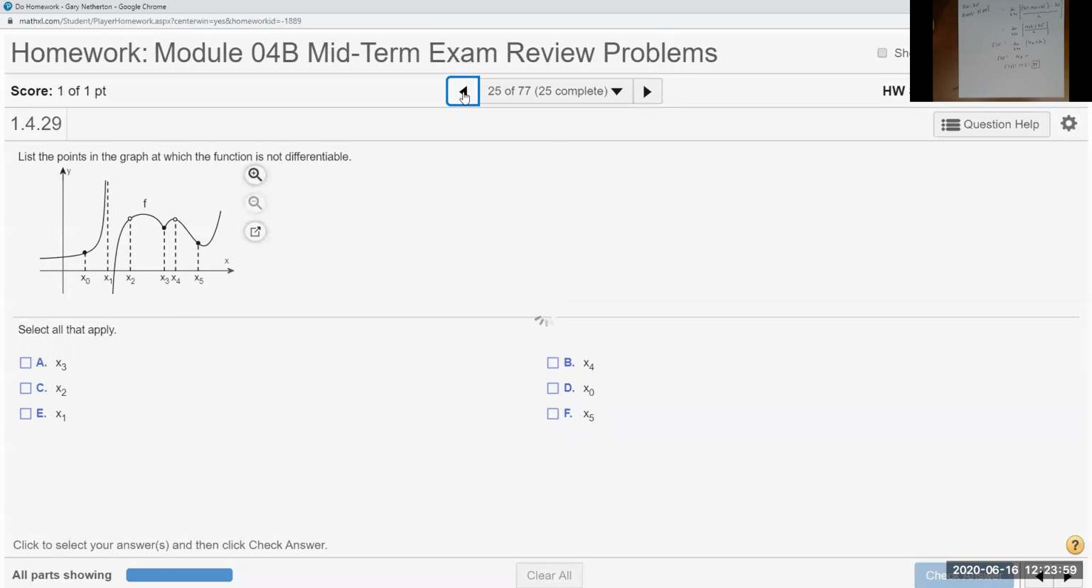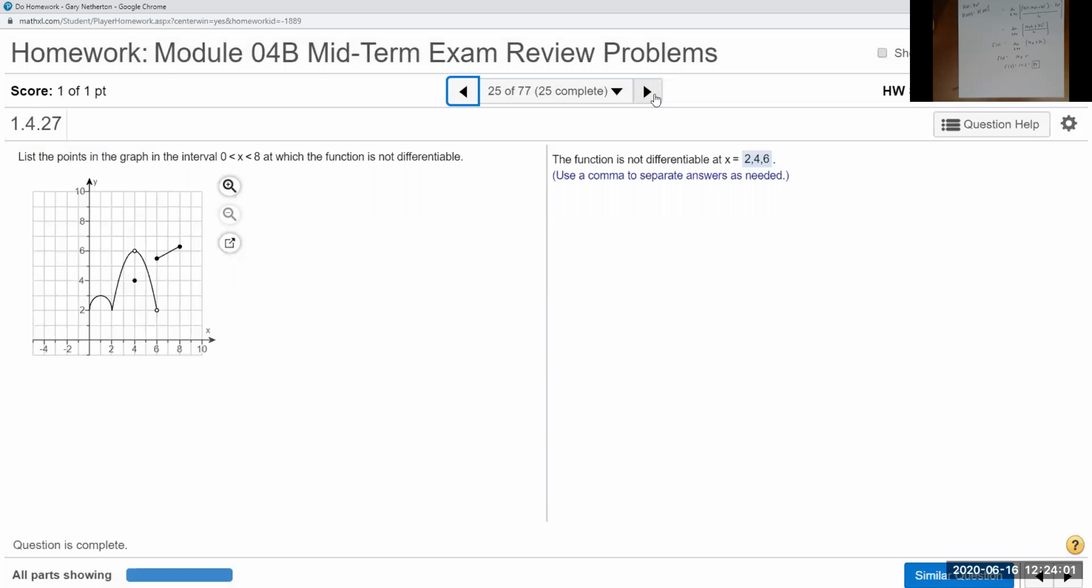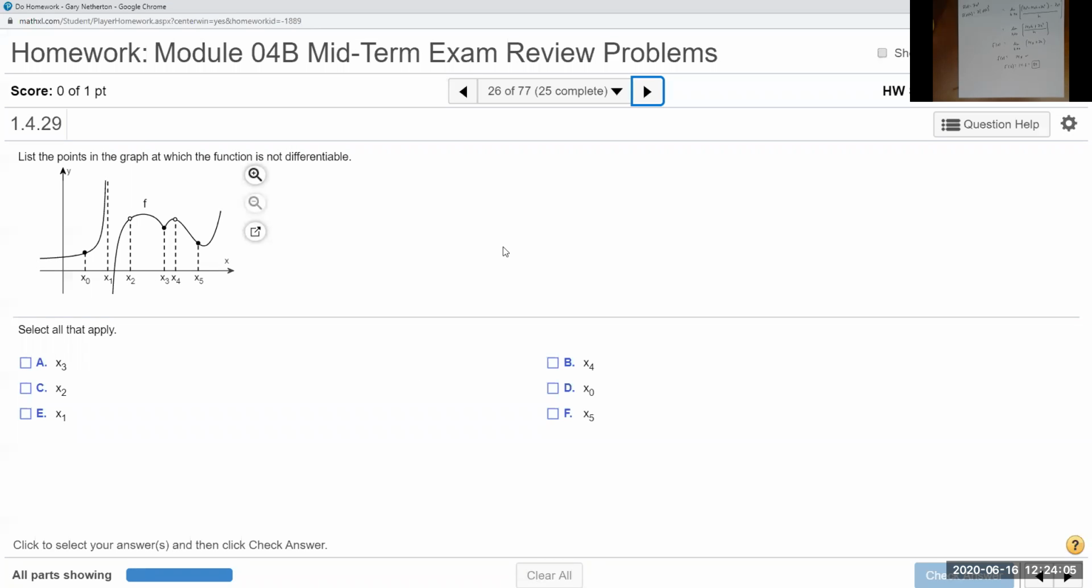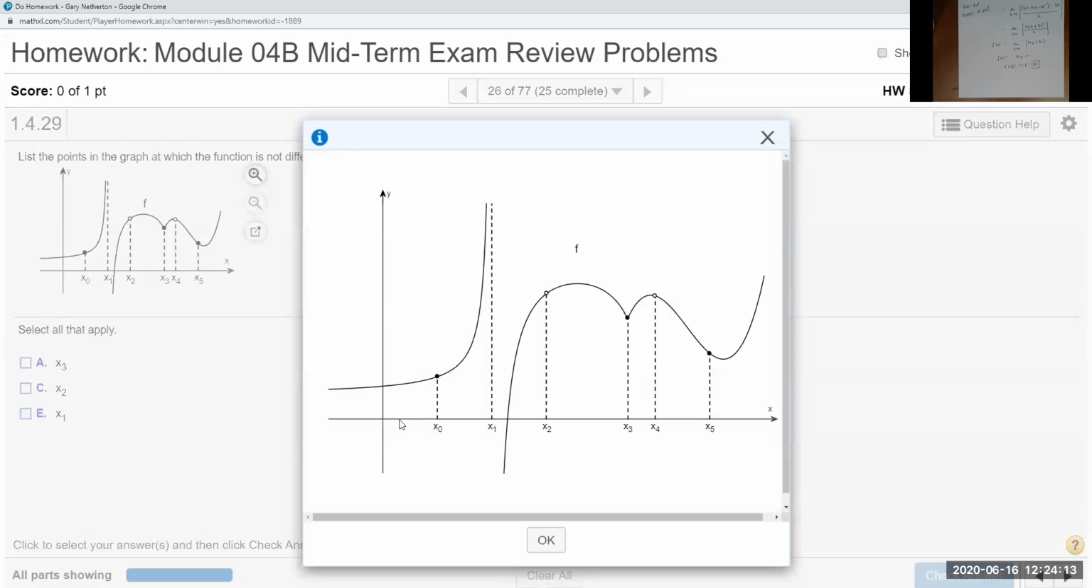Or actually, whoops, 26. All right, this one says list the points. Okay, same thing, differentiable. Let's expand it. Here, the values of x, they just call x0, x1, x2, x3. It looks like 6 different points here. And they want to ask us, which of these points is it not differentiable?